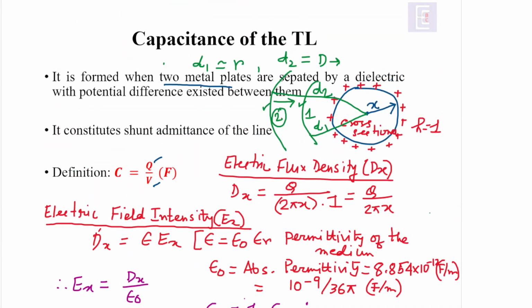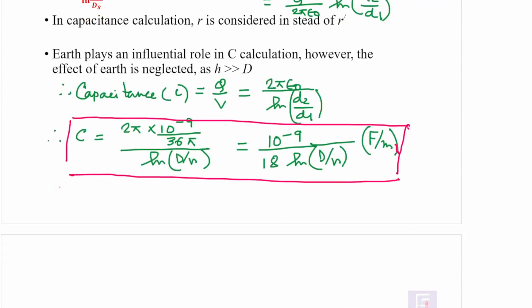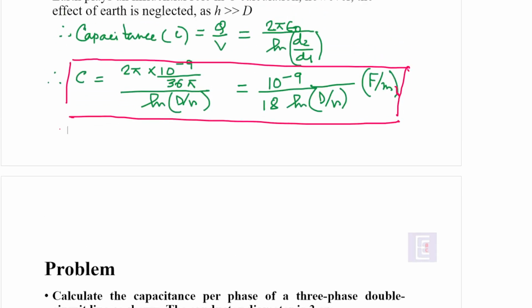Now just like the previous case, this D and r do not exist for the real case, because in reality we use stranded conductors. So there are lots of, n number of, conductors. Similarly this formula can be modified as C is equal to 10 to the power minus 9 by 18 ln dm by ds, just like we have done in case of inductance. Here also the same applies in case of the capacitance formula.